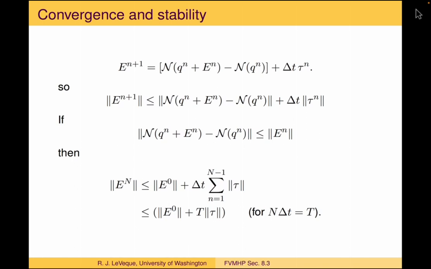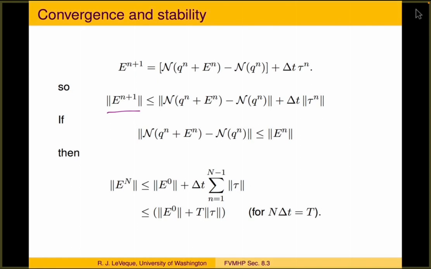And so if we take norms and use the triangle inequality, we can bound the norm of the new global error in terms of the norm of the difference between the numerical method applied to q^n plus E^n, minus the numerical method applied to q^n, plus delta t times the norm of the truncation error. And so if we have a bound that says that this difference is less than or equal to the norm of the previous error, then we could put that into here, and we would end up bounding the norm of E^(n+1) in terms of the norm of E^n plus the new local error. And in that case, you could just iterate this, and every step you'd just be adding in a new local error and accumulating those.